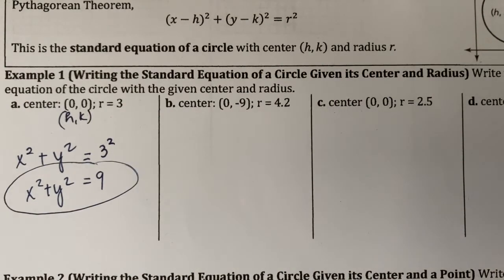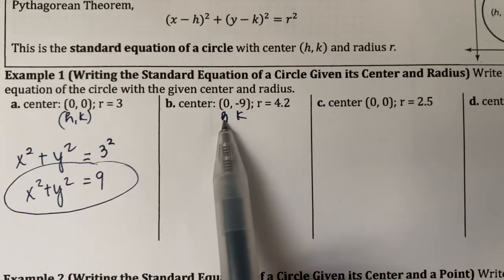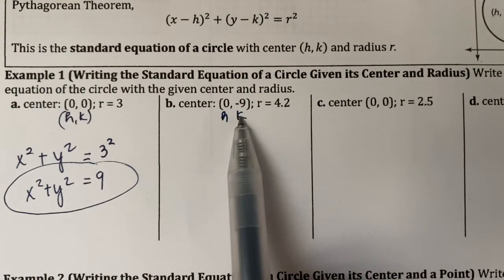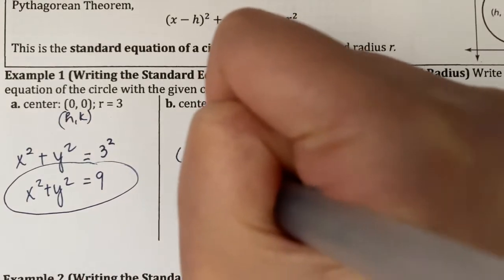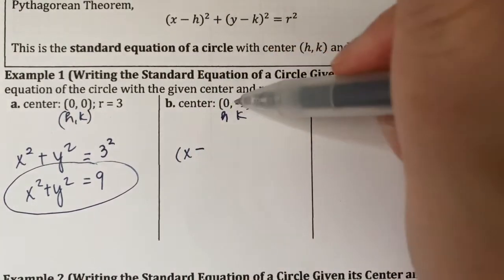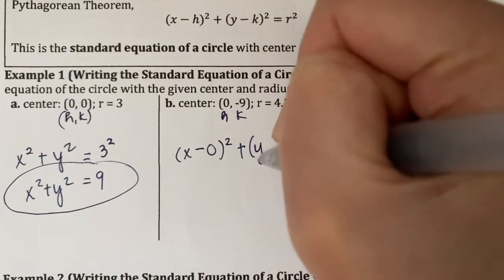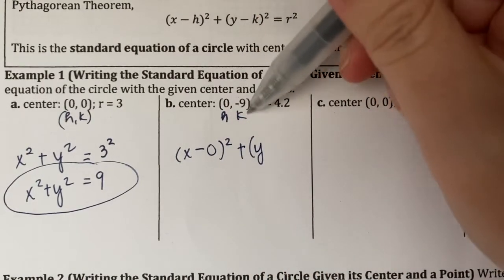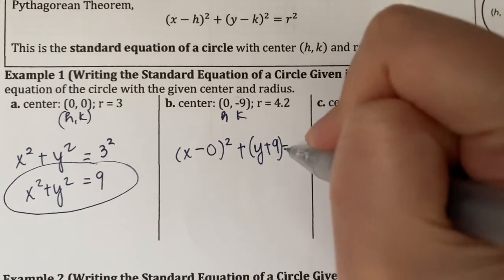So here is the equation for your circle with the center of (0, 0) with a radius of 3. For B, this time we have a center of (0, -9), and our radius is 4.2. That means our h is 0 and our k is -9. Now let's stick this into our standard equation. We're going to get x minus our h, so x minus 0, plus y minus your k, so the opposite of -9 is plus 9. I want to set this equal to your radius squared.